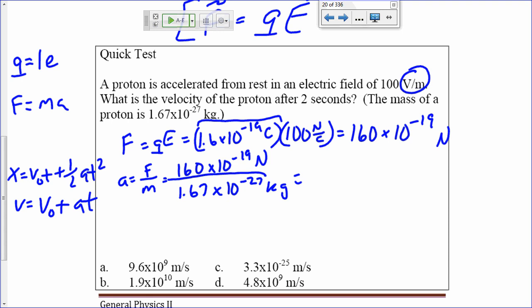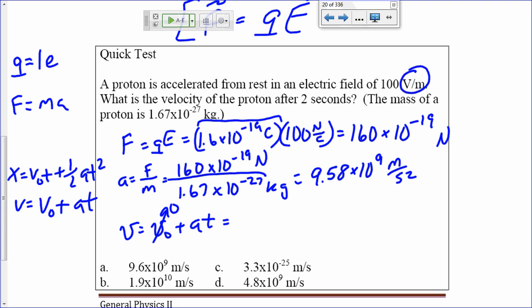You might have 1.6 times 10 to the what? Minus 17. And I get, oh goodness, 9.58 times 10 to the, somebody help me out here? 3, 6, 9. 9, yeah. So that's my acceleration. And then I just want to know its velocity after 2 seconds. So it's a simple kinematics problem. This is 0 because it's at rest. So it's that acceleration times 2, which is 19 times 10 to the 9, or 1.9 times 10 to the 10, which is B, as most of you put.